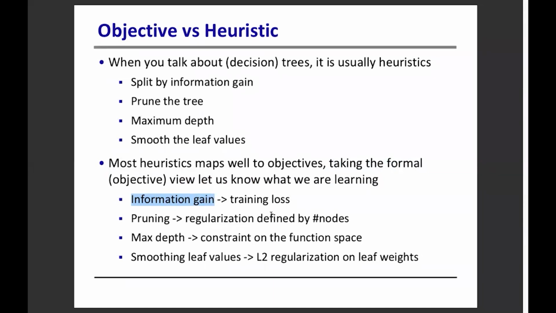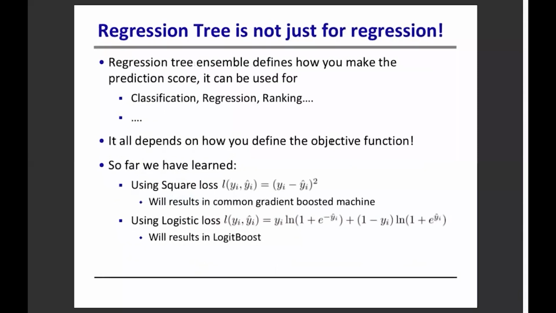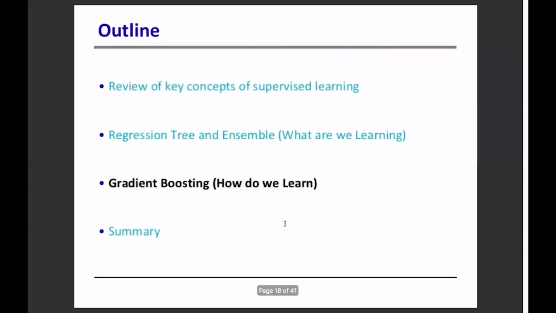And smoothing leaf values, as in we could apply regularization on leaf weights. We could force it to keep the leaf values low, just like we did in the case of linear regression. So the regression tree ensemble defines how you make the prediction score. It can be used for classification, regression, and ranking. It all depends on how you define the objective function. So far, we have the loss function like (y minus y cap) squared, and the logistic function is this. We call it logit.